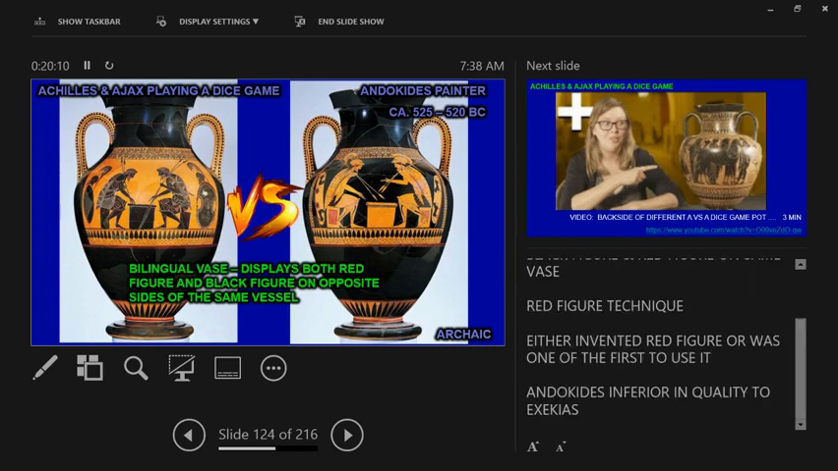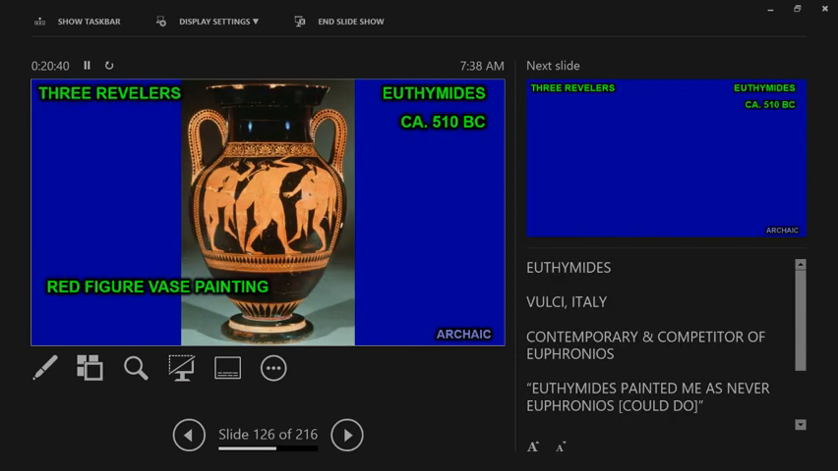The previous artist that I told you guys about was Exekias, is that right? And up here we have Andokides. And Andokides is, I think, the first artist to use red figure. Is this red figure or black figure? It is red figure. Euthymides is the artist. This CA in front of a date, that means circa, that means around.